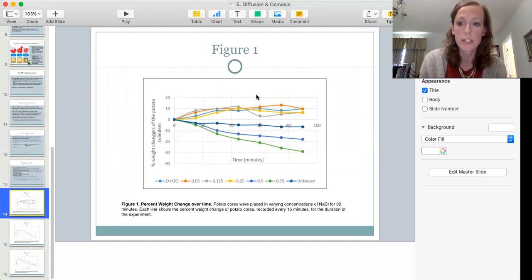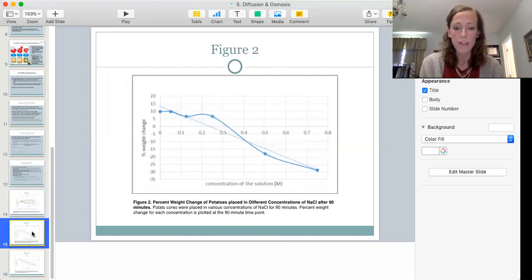So what you should see then, what you should be able to create at the end of our experiment is a graph that looks a lot like this then, where you see some of our potatoes that were placed in different concentrations will be gaining weight. Some of the potatoes will be losing weight, again, dependent on the osmolarity of the solution. So that's the first graph.